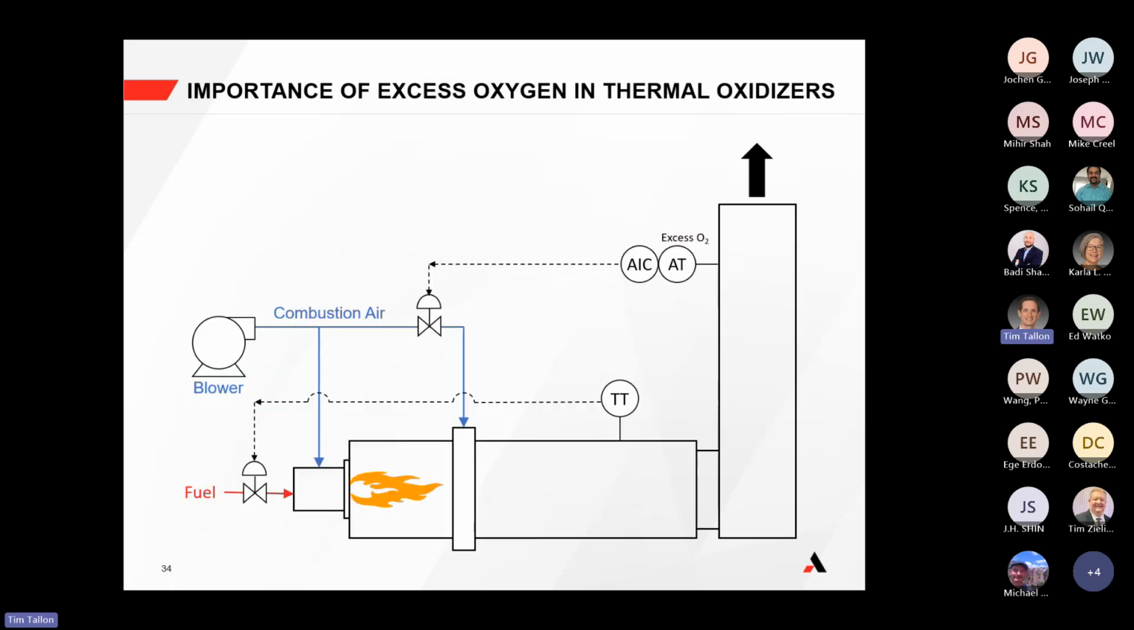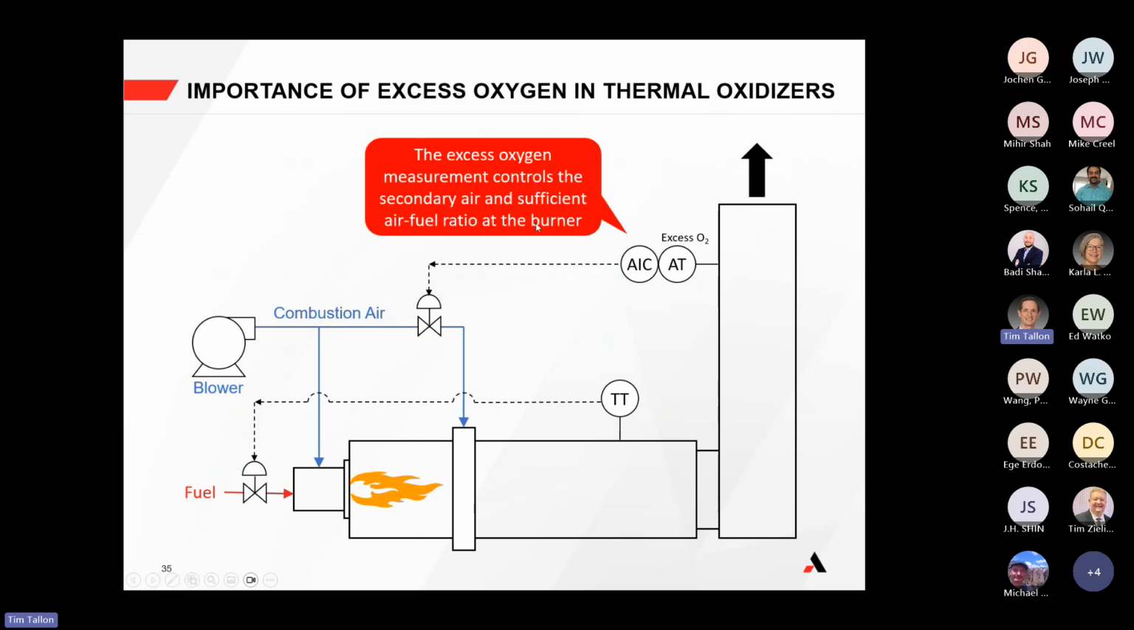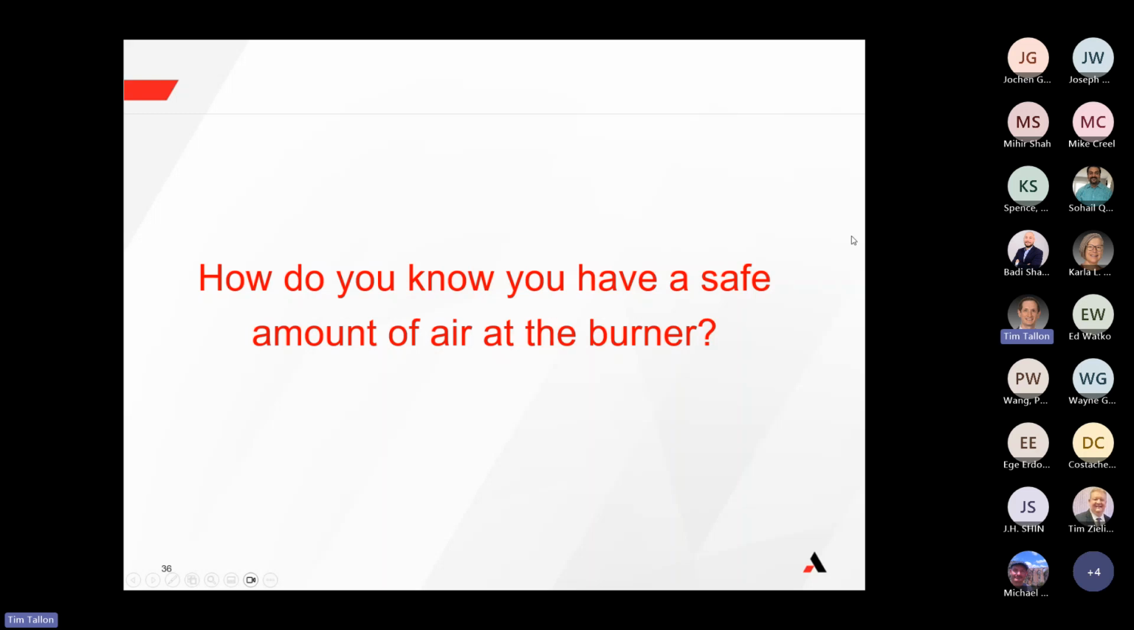And then if you look at thermal oxidizers, it's very similar, where as the flue gas, as the products of combustion are released, that excess air at the stack drives the secondary air valve that introduces additional air or restricts additional air to the fire chamber. So again, you have this excess oxygen measurement providing that secondary air control point, and also that means of monitoring for safe air to fuel ratio at the burner. So really when it comes down to it, how do you know you have a safe amount of air at the burner? Measure excess oxygen.